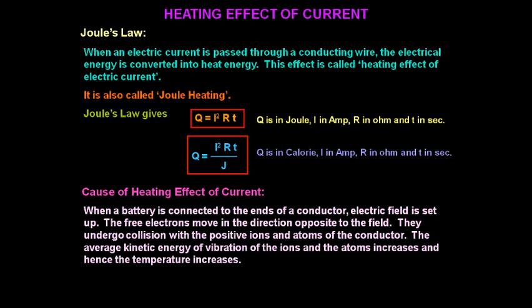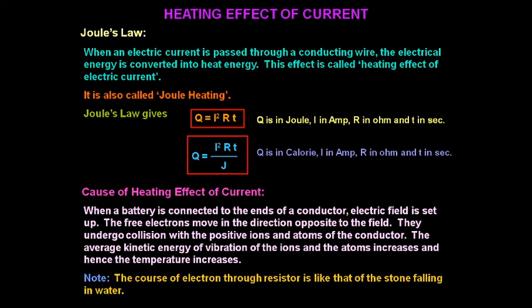Due to their collision, they transfer their kinetic energy into heat energy, giving kinetic energy to the atoms. Atoms start vibrating, their vibration increases, and hence the temperature increases. That is why the conductor heats up when current starts flowing through it. That is the cause of the heating effect. The flow of electrons through a resistor is like a stone falling in water.